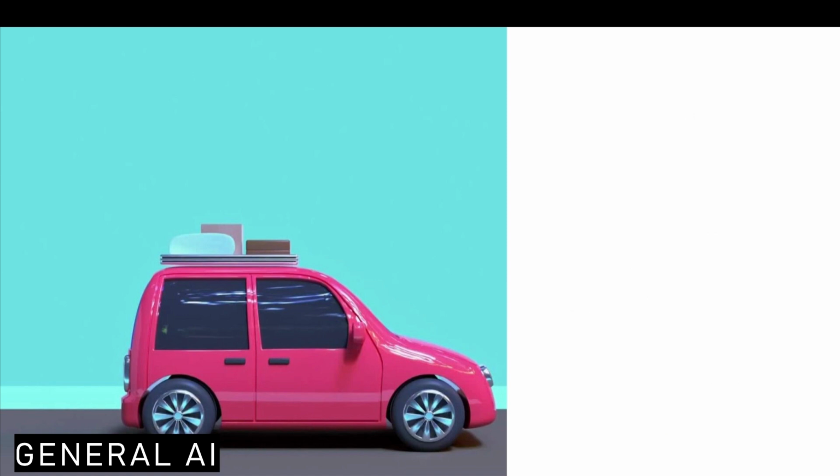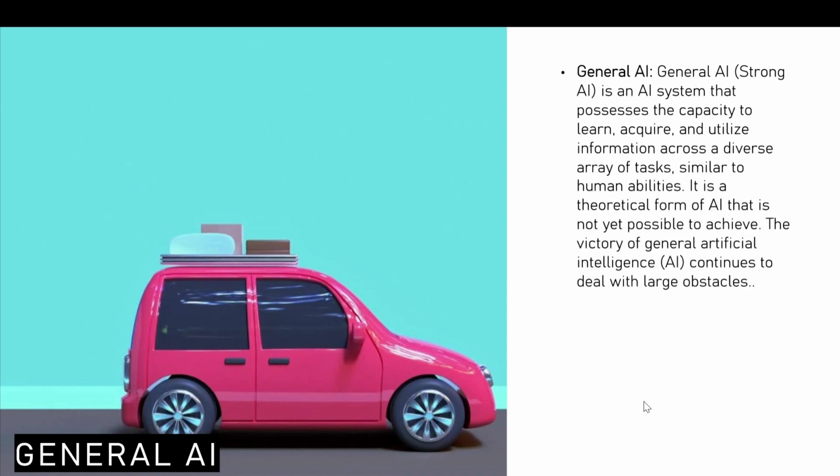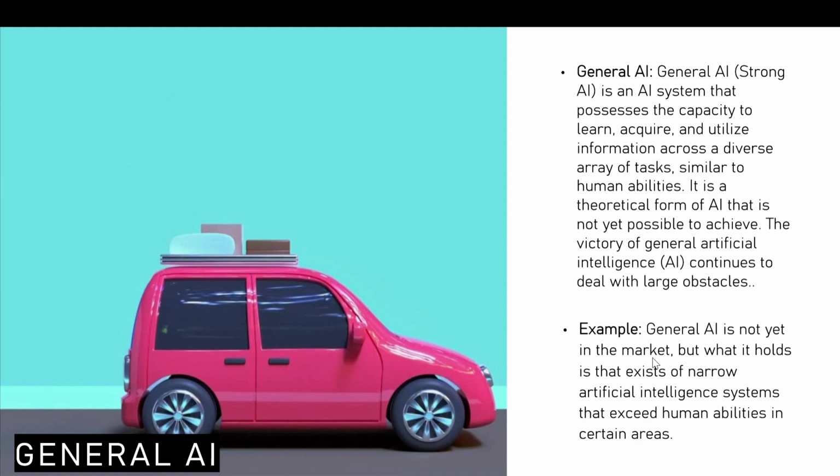Let's proceed to general AI. General AI is also known as strong AI. It is an AI system that possesses the capacity to learn, acquire, and utilize information across a diverse array of tasks, similar to human abilities. It is a theoretical form of AI that is not yet possible to achieve. The realization of general AI continues to face large obstacles. General AI is not yet in the market, but what exists are narrow artificial intelligence systems that exceed human abilities in certain areas.